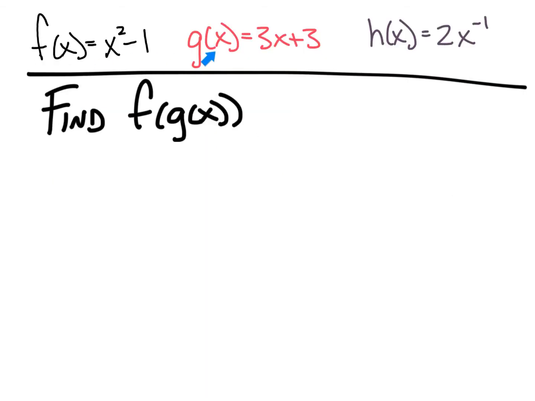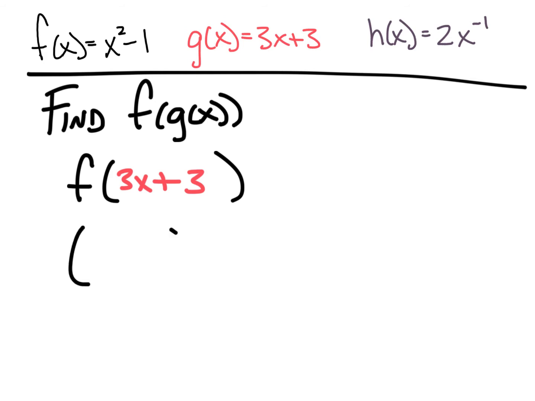Up here I have three functions that I'm going to use throughout the rest of the video, and then here will be our examples. So we're going to find f of g of x. Here we see g of x is 3x plus 3, so I'm going to replace g of x with 3x plus 3. Now this 3x plus 3 becomes the input of my f, right? So anywhere that there's an x in f, I'm going to replace it with 3x plus 3. Here's my f function, and I'm going to replace the x with 3x plus 3.